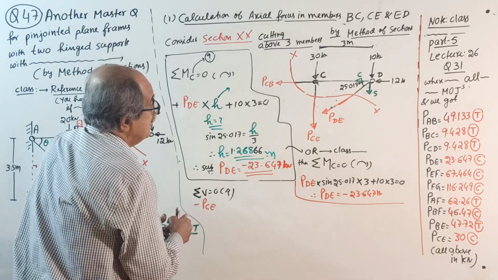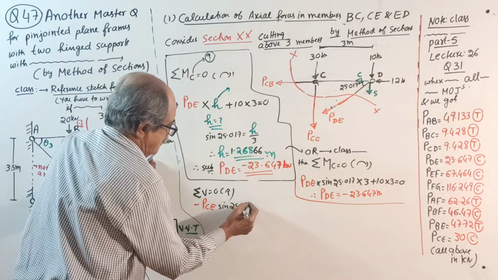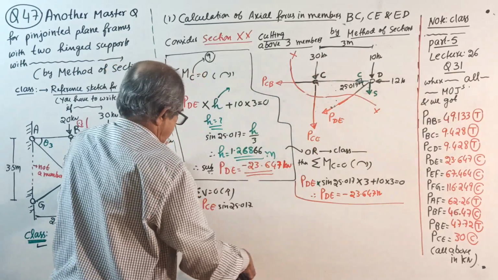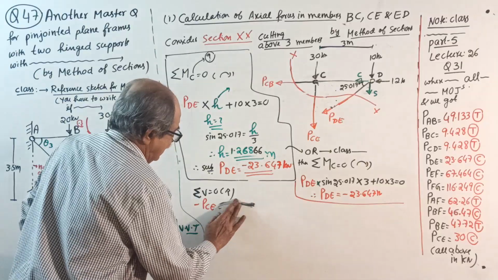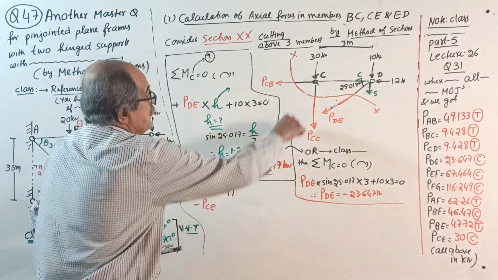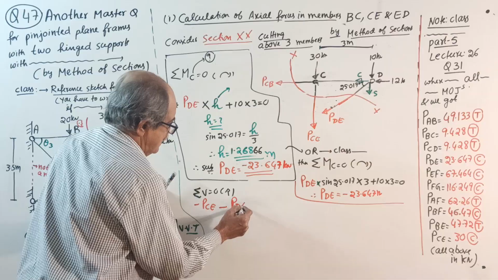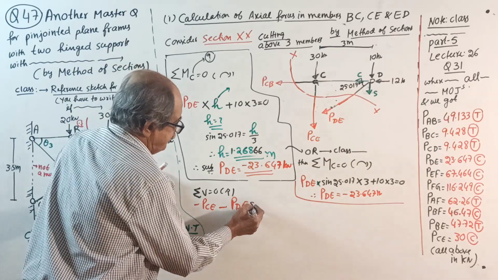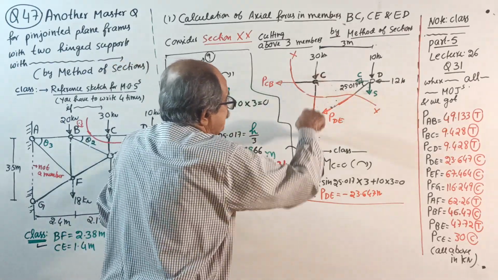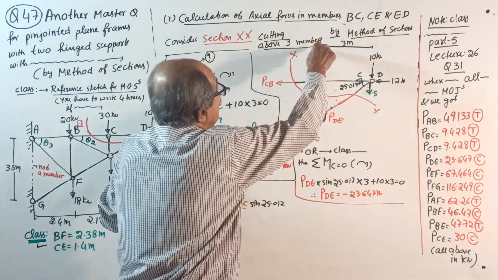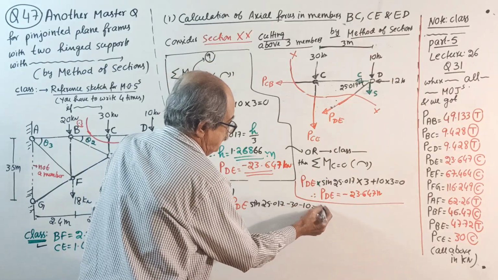Minus PCE into sine 25.017, then minus PDE sine 25.017, then minus 30 minus 10 equal to 0. I am writing PCE, okay. Minus PCE, then minus PDE sine 25.017. See, minus PCE minus sine, then minus 30 minus 10 equal to 0.